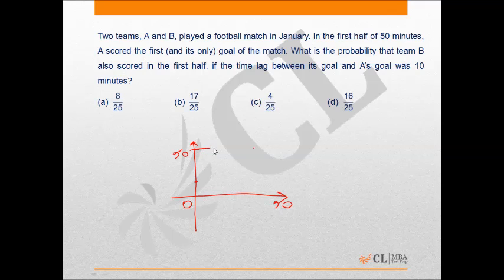So if I have to plot a grid, the actual total probability is nothing but a square grid of 50 cross 50. However, the favorable probability is nothing but this area of PQR, wherein P is the point 0, 10, which means A scored in the 0th minute and B scored in the 10th minute, and R is the point 40, 50, which means A scored in the 40th minute and B scored in the 50th minute.